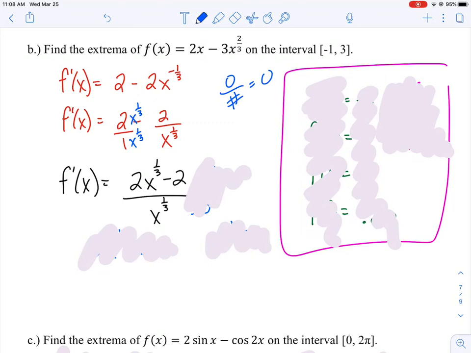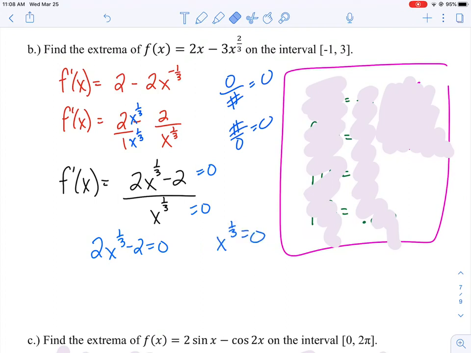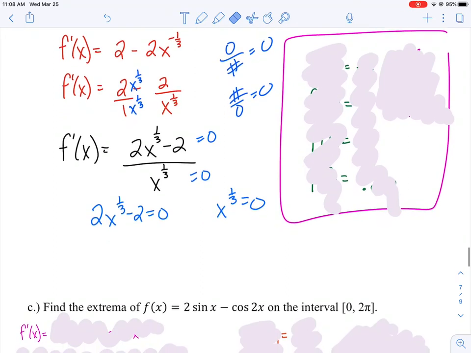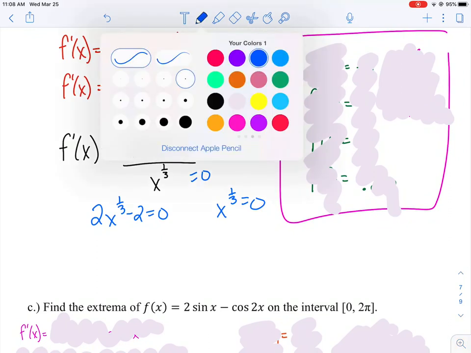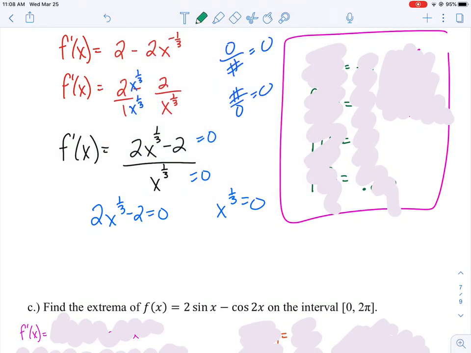That's when my derivative is going to equal 0. But I also want to figure out when my derivative doesn't exist. If I have a fraction and I want my answer to be undefined, then I want the denominator to be 0. So I'm going to set both my numerator and denominator equal to 0. This is when my derivative equals 0 and when my derivative does not exist. So I'm going to set up two different equations and solve both of them so I can find my critical numbers.